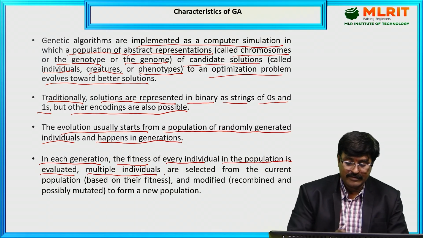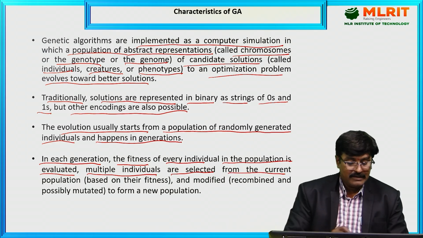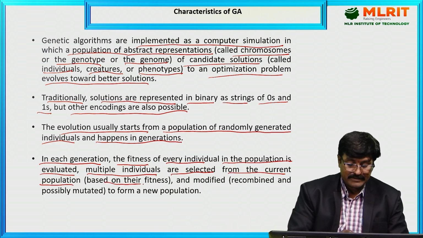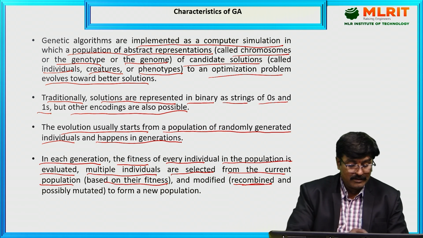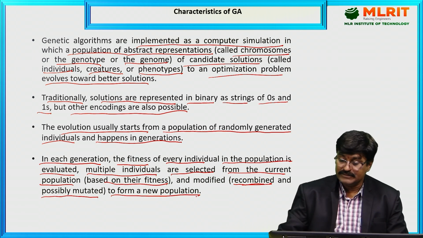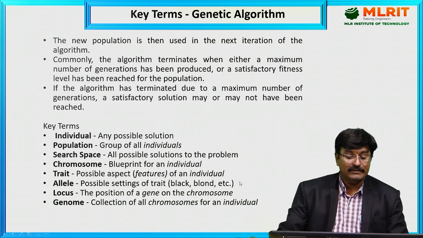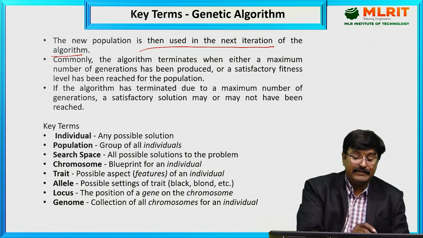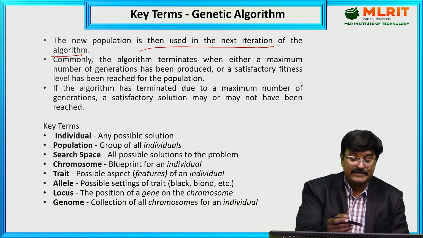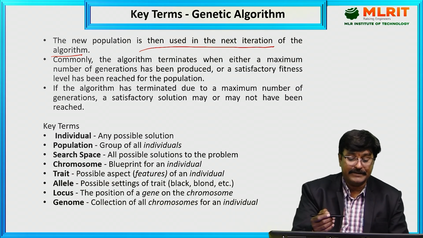Multiple individuals are selected from the current population based on their fitness factor and modified, that is recombined or possibly mutated, to form a new population. So in each generation you are identifying individuals based on their fitness factor and the recombination. The new population is then used in the next iteration of the algorithm. Every time there is a new population and a new fitness factor, and based on the fitness factor you identify the next generation.